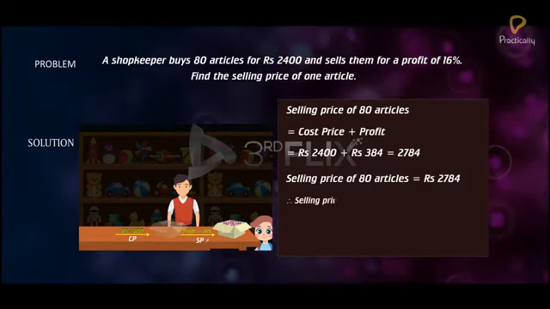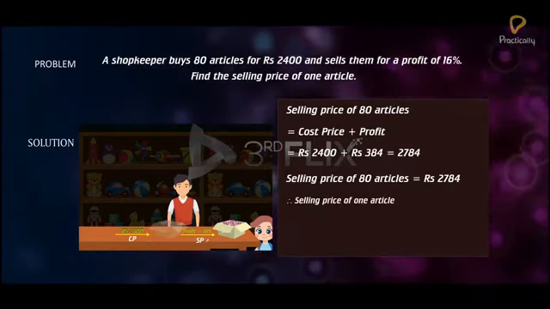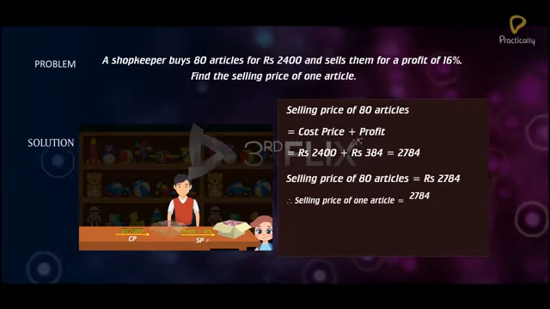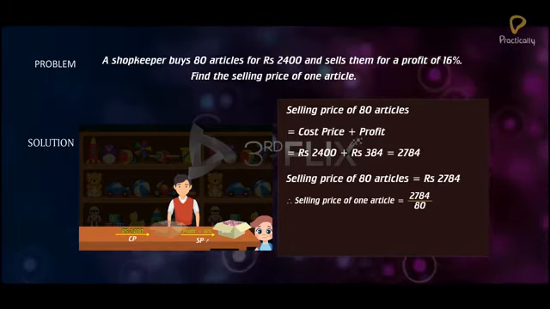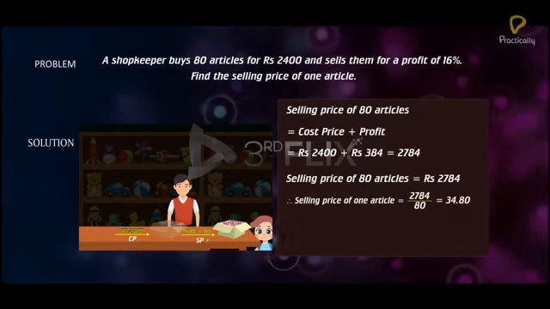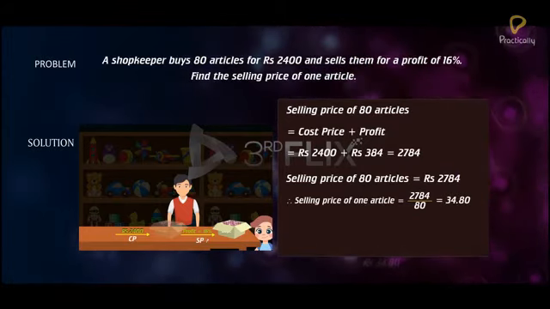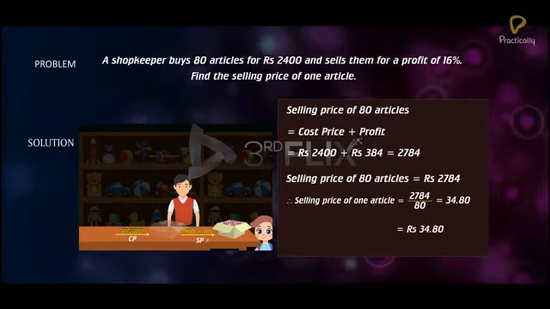Therefore, the selling price of one article is equal to 2,784 divided by 80, which is equal to 34.80. That is, rupees 34.80.